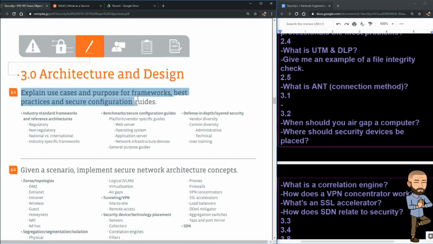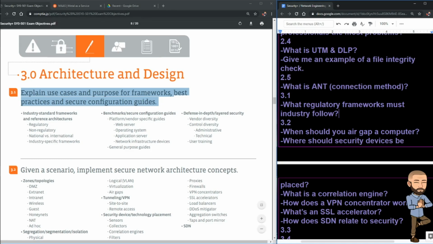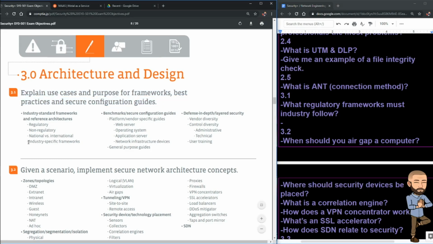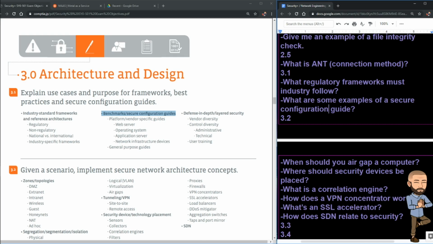3.1: Explain use cases and purpose for frameworks, best practices, and secure configuration guides. So based on those first few keywords, what regulatory frameworks must industry follow? And then there's some industry-specific frameworks, but I'll just leave this very general question and see what I can find. Now, when it comes to benchmarks and secure configuration guides, what are some examples of a secure configuration guide? And they're talking about configuring a web server with certain security configurations. That makes sense. Maybe closing certain ports.